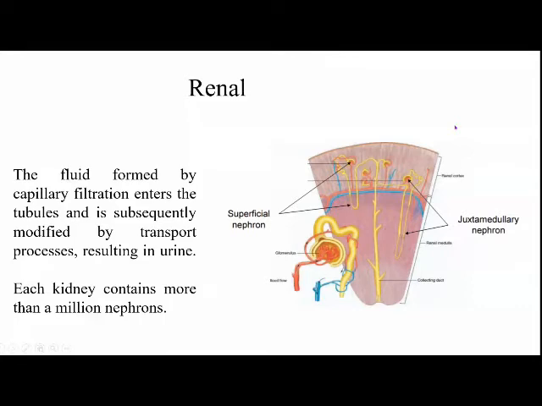So the fluid is formed by capillary filtration, which enters into the tubules and is subsequently modified by transport processes, resulting in the urine, which enters into the ureter. Each kidney contains more than a million nephrons.